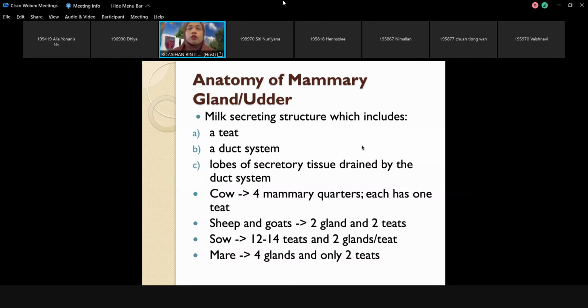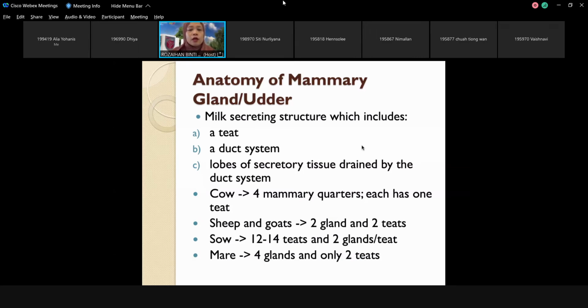So you should familiarize yourself with these terms: the fore right quarter, the fore left quarter, the hind right quarter, and the hind left quarter. Familiarize yourself with all these terms because I would expect you to use them during your physical examination and write them down in your PMR form, etc.